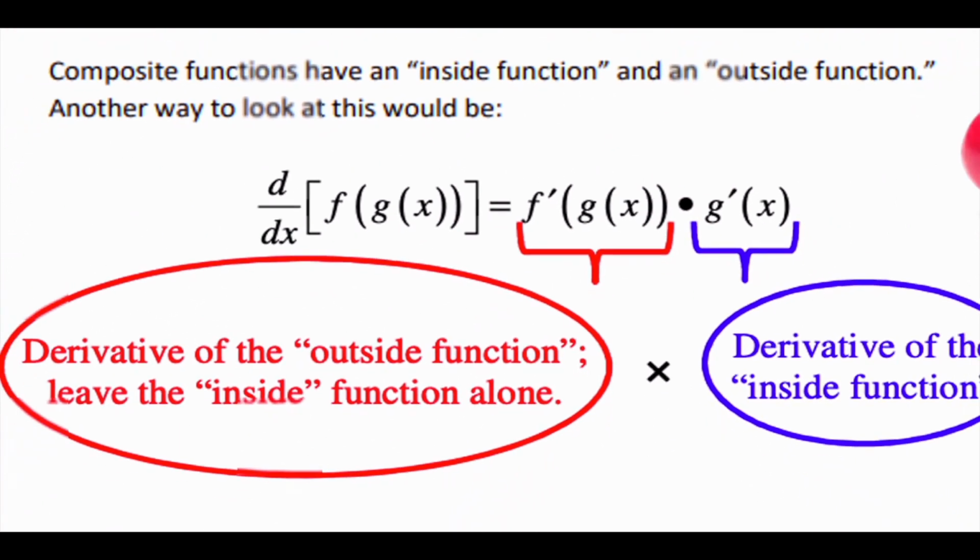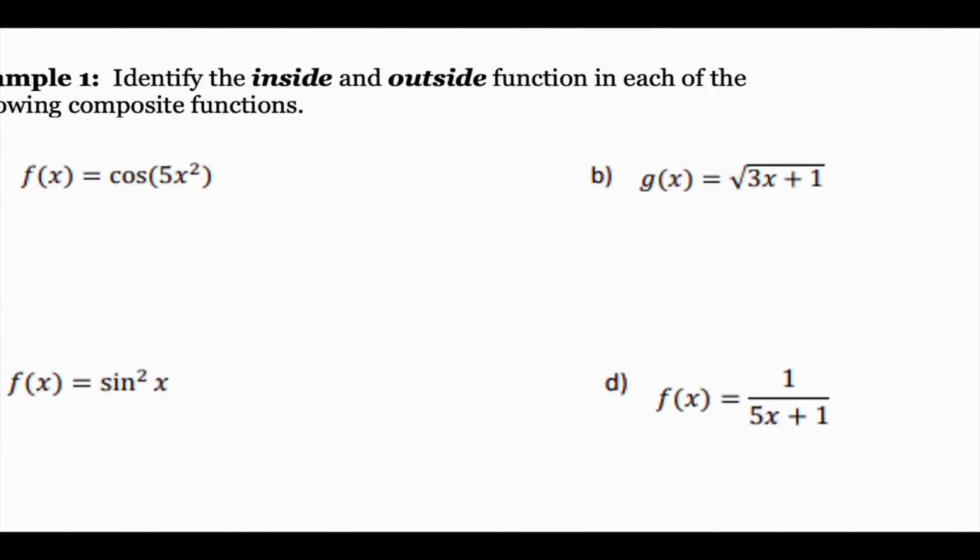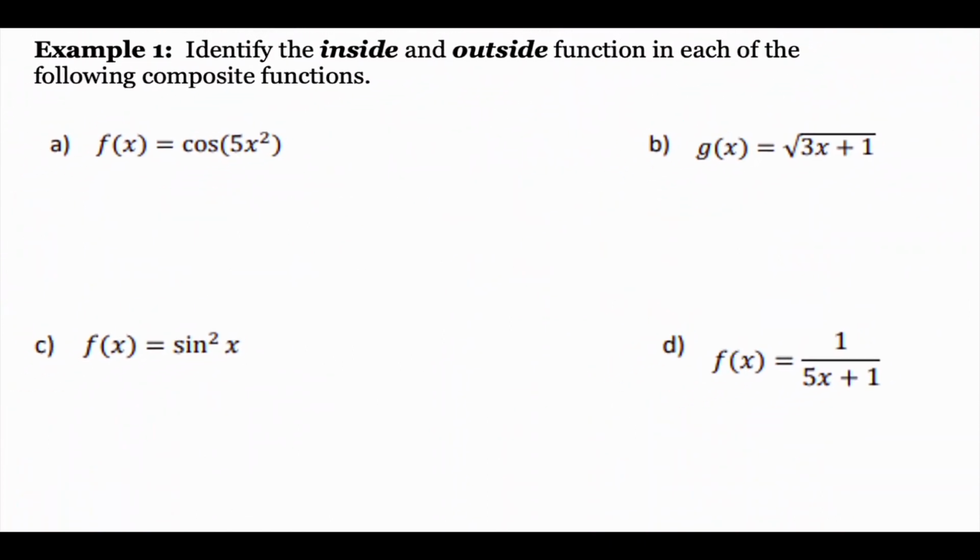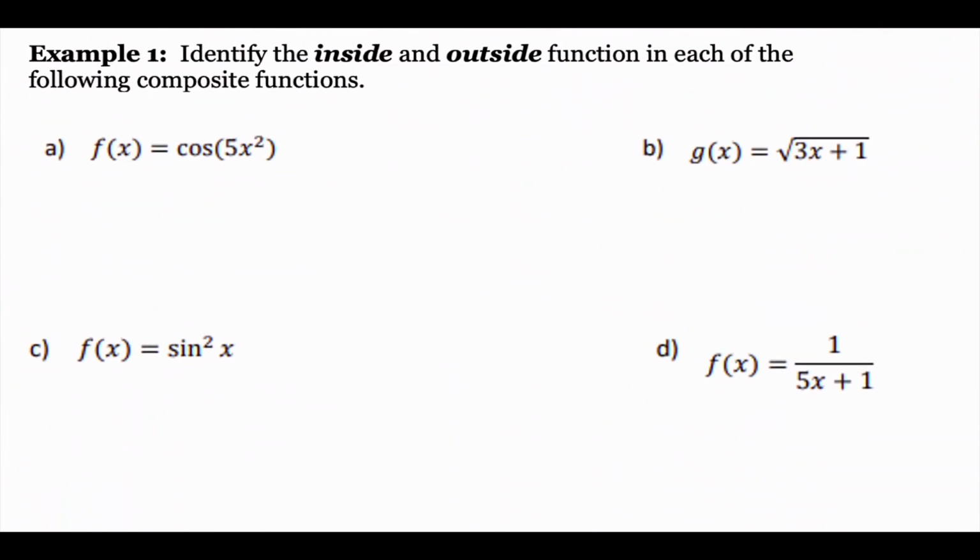Okay, so let's look at the first example. We're not even finding the derivative on number 1. What we're finding is the inside and the outside layer. So let's look at 1a. Cosine of 5x squared.